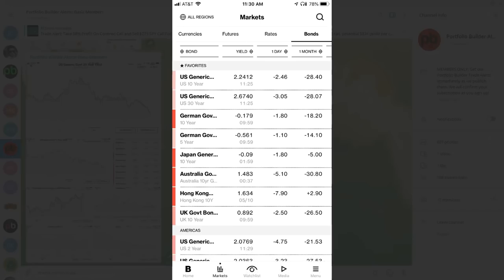The bond market is spelling out trouble for global growth. We now have negative rates in Germany and Japan. Australia is at 1.4, Hong Kong 1.6, UK at 0.8. The only place you can actually make a return on treasury bonds right now, at least in the major economies, is the US. 10 years at 2.2, 30 years at 2.6.